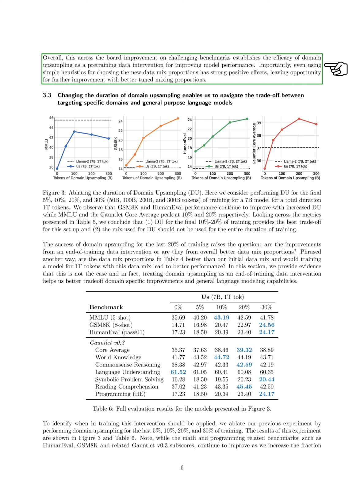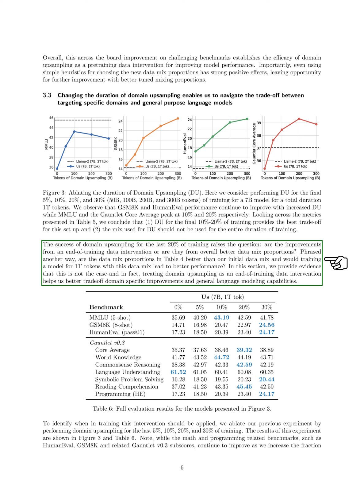Section. Changing the duration of domain upsampling enables us to navigate the trade-off between targeting specific domains and general-purpose language models. In this section, we explored how adjusting the duration of domain upsampling can help us balance between focusing on specific domains and enhancing general language models. We questioned whether the improvements seen from domain upsampling towards the end of training were due to the intervention itself or simply because of better data mix proportions overall.